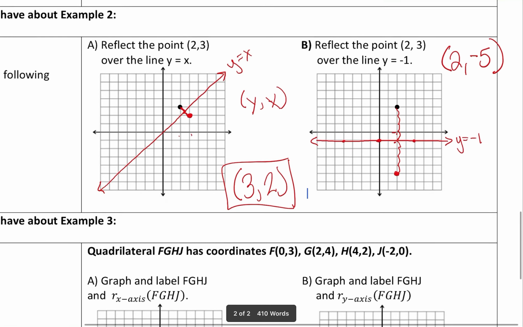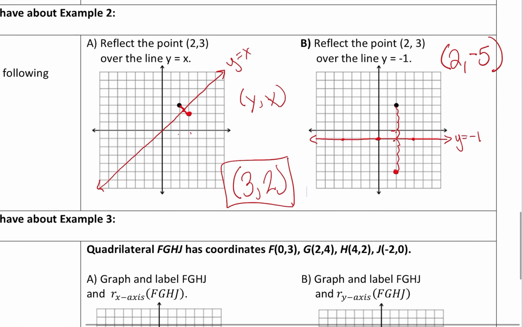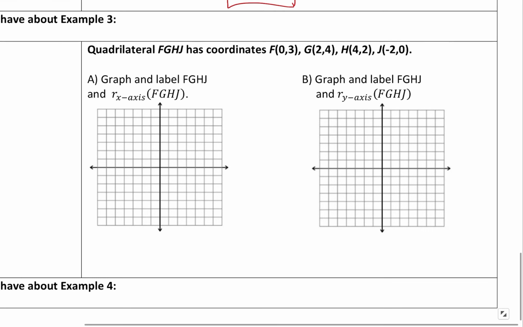All right. Again, if you have questions, go ahead and write those down. And let's look at our last one.